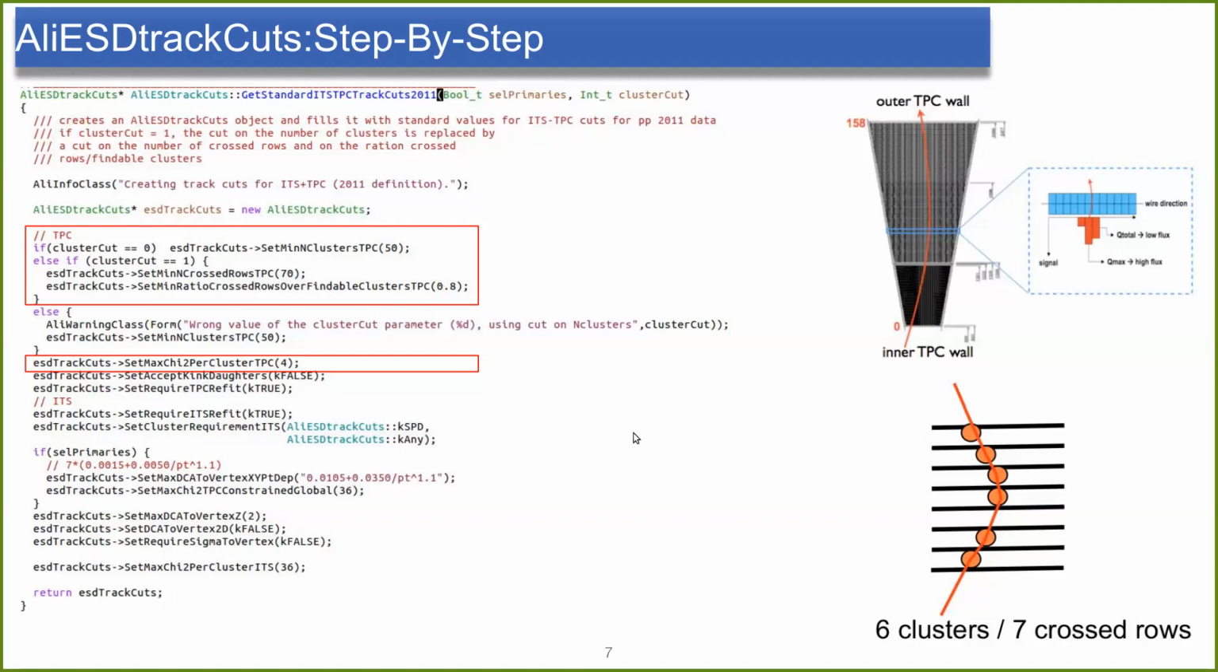So what are these clusters and crossed rows? From this you can see what clusters and crossed rows are. In the TPC we have 159 pad rows.